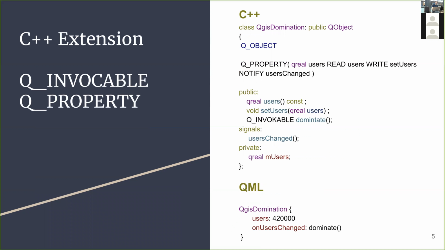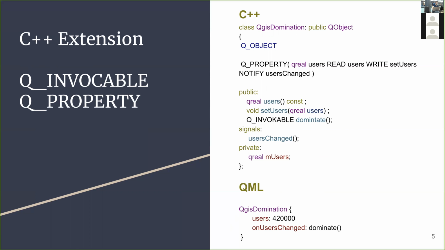And now, the interesting part about the C++ extensions. As I said, you can define your own class. Here we have a QGIS domination example. You have to put a Q object there. Also, there is support for Q invocable and Q property. So for instance, we have users.